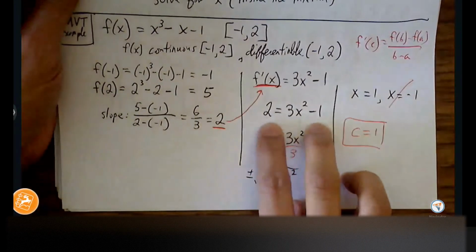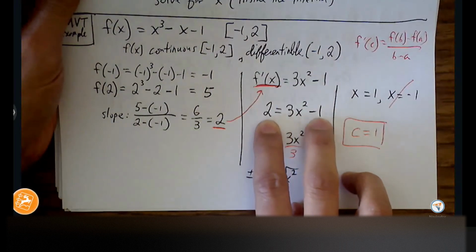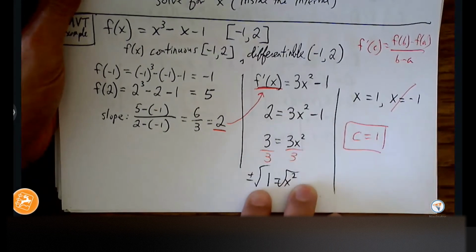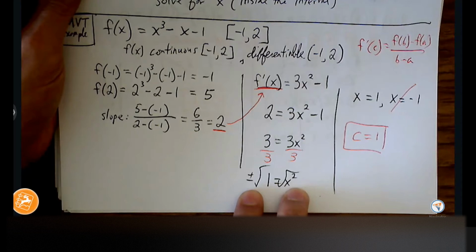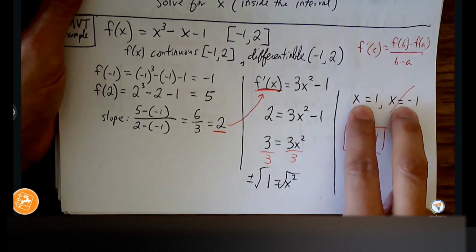Okay, so we set 2 equal to the derivative. Solve for x, so add 1 to both sides. Divide both sides by 3. I get plus or minus 1. So I have 2 locations where there's a slope of 2.